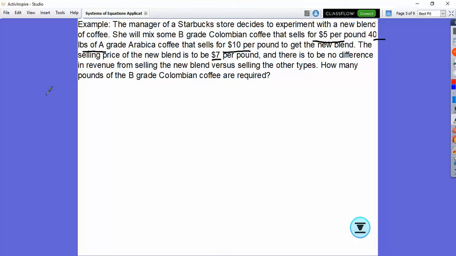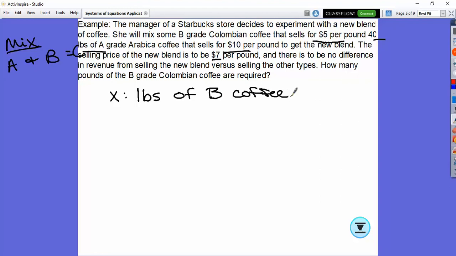Okay. So we really have three things here. We are going to mix coffee A and coffee B to get coffee C, right? I am trying to find how many pounds of the B grade coffee. So we can do X and Y if you want. So X would be the pounds of the B coffee.